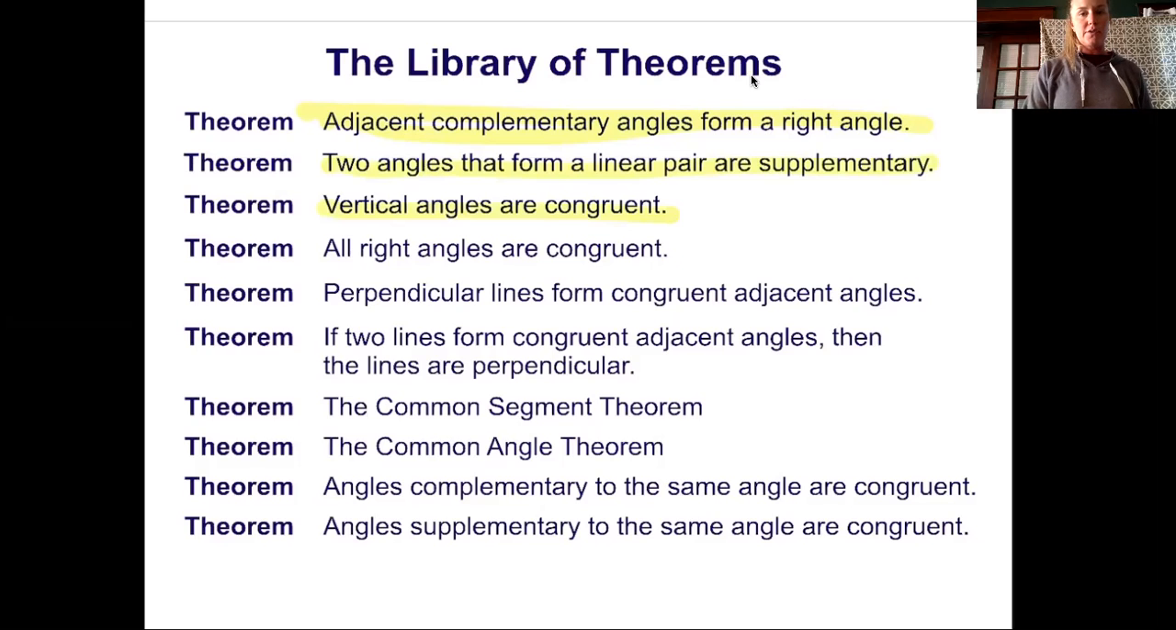All right angles are congruent. We also went over that. Perpendicular lines form congruent adjacent angles. So we talked about perpendicular lines. We also talked about adjacent angles. If two lines form congruent adjacent angles, then the lines are perpendicular. We also talked about this because if we have two 90-degree angles like this, we know they're on perpendicular lines. We did not talk about the common segment theorem. We also did not talk about the common angle theorem. What we did talk about, though, is that angles complementary to the same angle are congruent, and angles supplementary to the same angle are congruent.